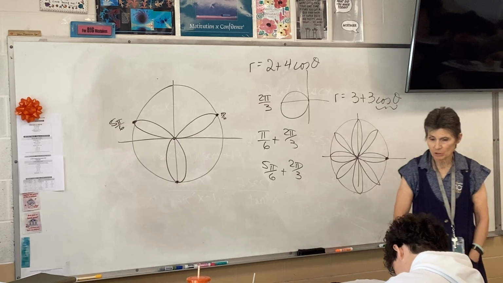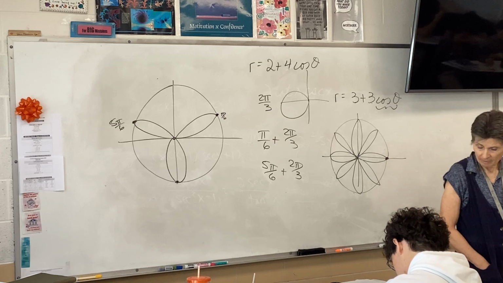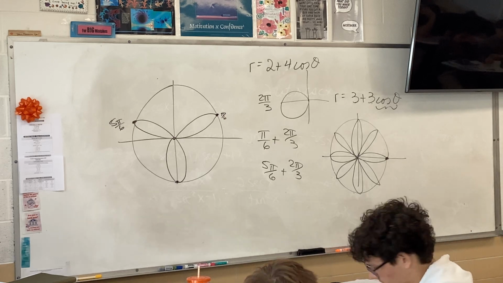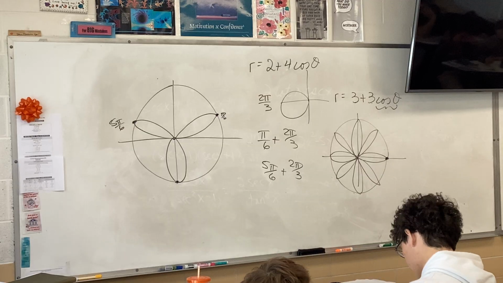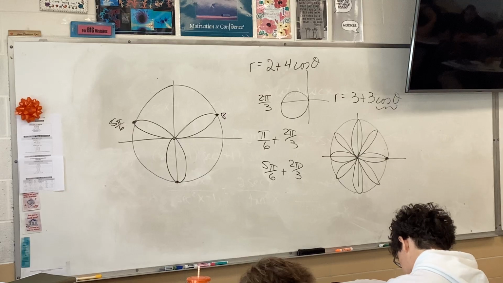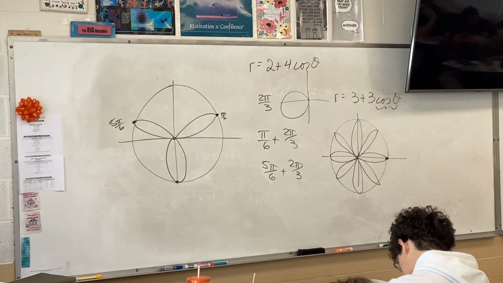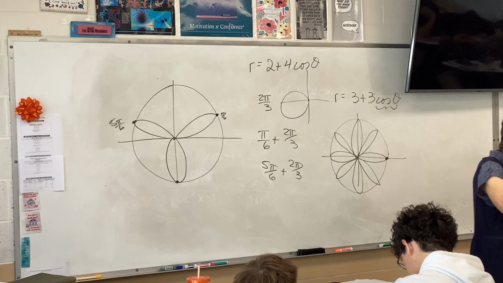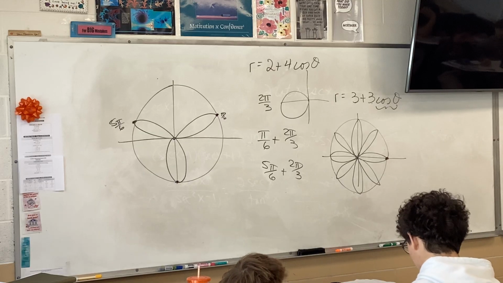What did you get for the first one, guys? What was your thought when you looked at that equation? What did you think immediately? This is going to be a limaçon, right? Gonna have a loop or an indentation, right? Which way is it going to be oriented? Vertical axis, right, okay.